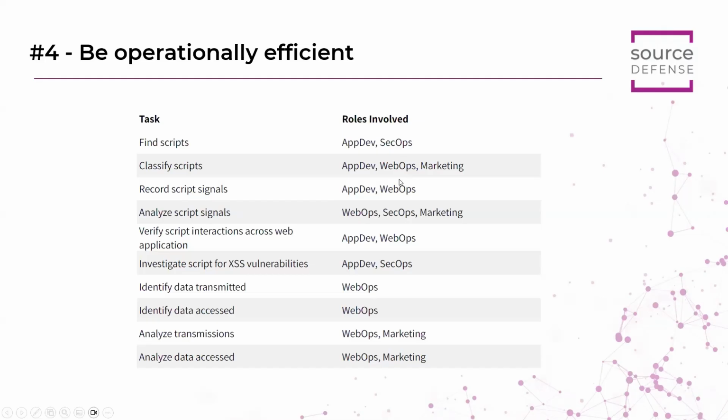Who's going to record signals? It's probably app dev and web ops. Who's going to analyze the signals? What do they mean? Is it good? Is it bad? Is something going wrong? Is this what it's supposed to do? Probably multiple teams involved there. Who's going to verify the interactions? You've got app dev and web ops investigating for vulnerabilities.